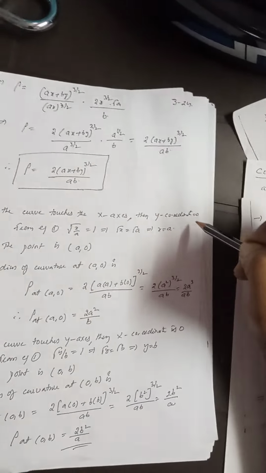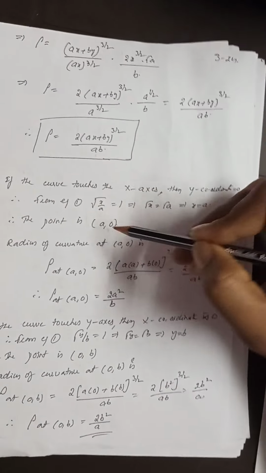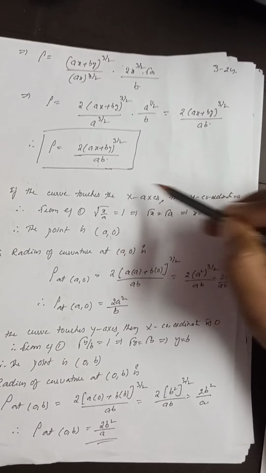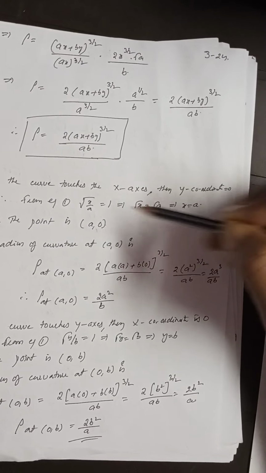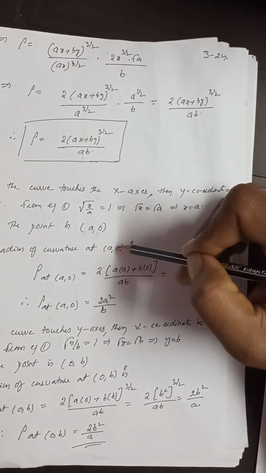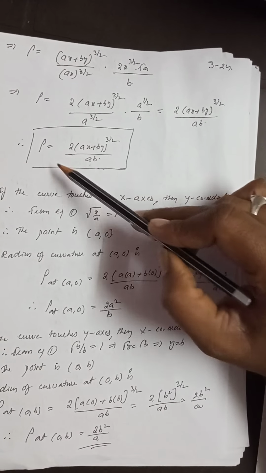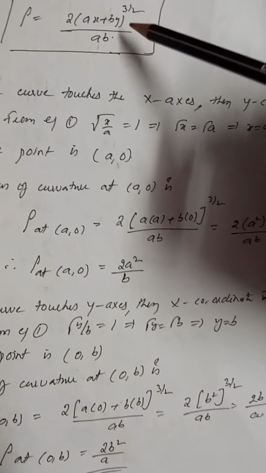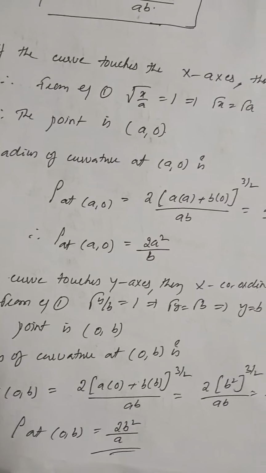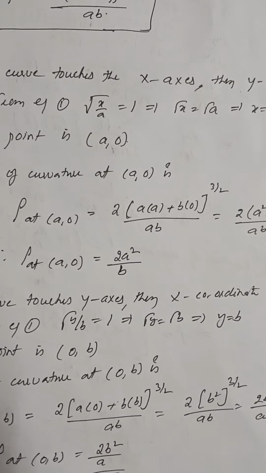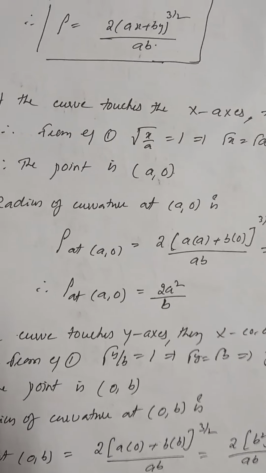Now if the curve touches the x-axis, then the y coordinate is 0. From equation 1, the given equation, y is equal to 0 means square root of x by a is equal to 1. Therefore square root of x is equal to root a. X is equal to plus or minus a. Therefore the point is (a, 0). Therefore rho value at (a, 0) is equal to, in the place of x I am substituting a, in the place of y I am substituting 0. After simplifying, the radius of curvature rho at the point (a, 0) is equal to 2a square by b.